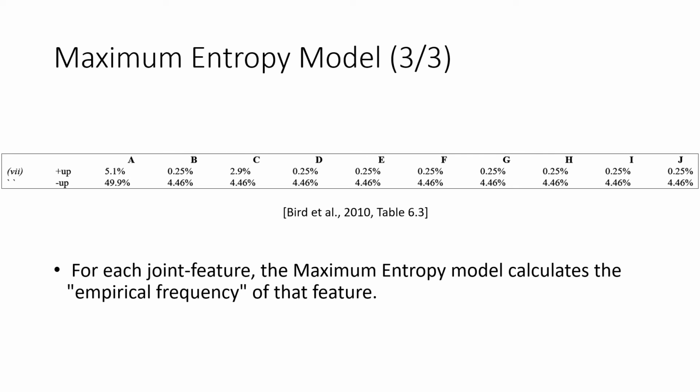Throughout this example, we have restricted ourselves to distributions that are consistent with what we know. Among these, we chose the distribution with the highest entropy. This is exactly what the maximum entropy classifier does as well. In particular, for each joint feature, the maximum entropy model calculates the empirical frequency of that feature. That is the frequency with which it occurs in the training set. It then searches for the distribution which maximizes entropy, while still predicting the correct frequency for each joint feature.